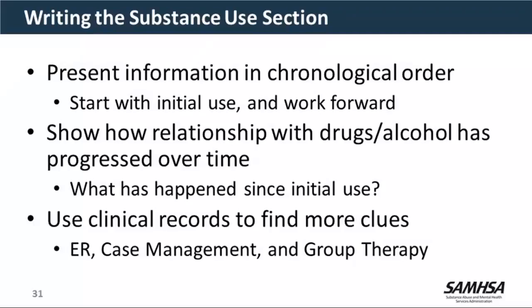And you want to use the clinical records to find more clues. Like I said, ER notes, case management notes, group therapy notes are really good pieces of information to look for clues about this. In group therapy, you can see how the person responds in a group setting during periods of sobriety. Are they outgoing, or do they keep to themselves and have trouble opening up in a group setting?